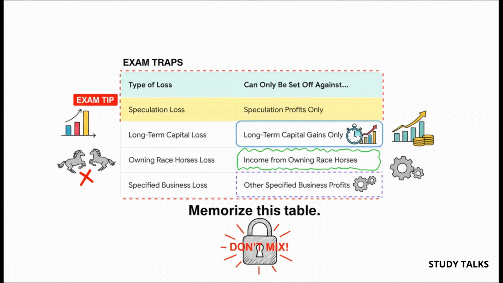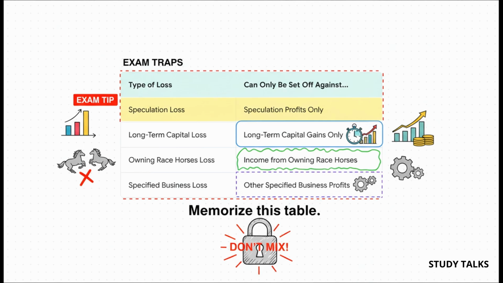Each one of these losses lives in its own little bubble. A speculation loss will only set off against a speculation profit, and ICAI just loves to give you a speculation loss next to a regular business profit to see if you'll fall for it. We've already talked about the long-term capital loss. And the loss from owning racehorses only cares about income from, well, owning racehorses.